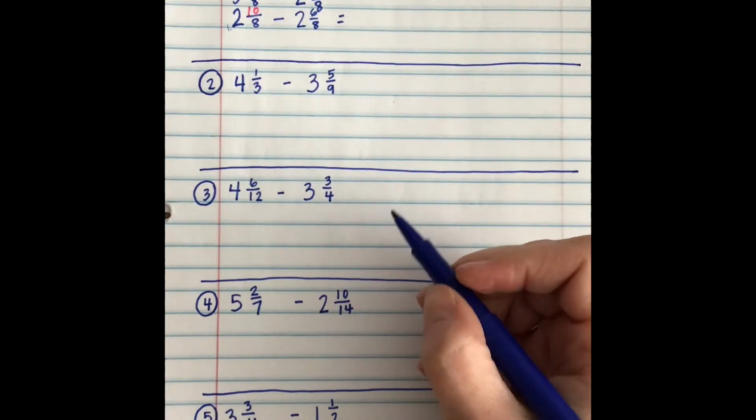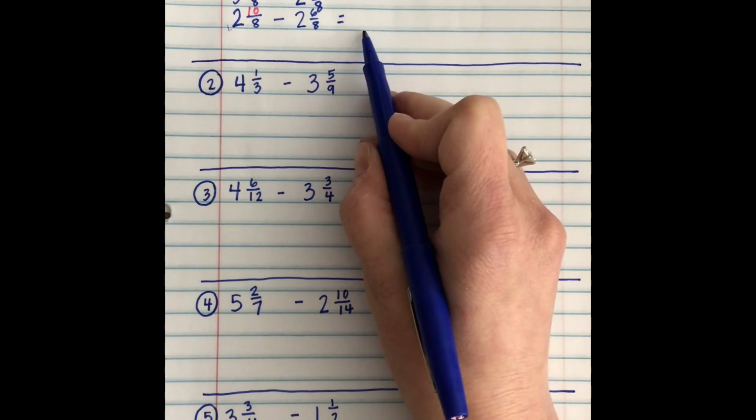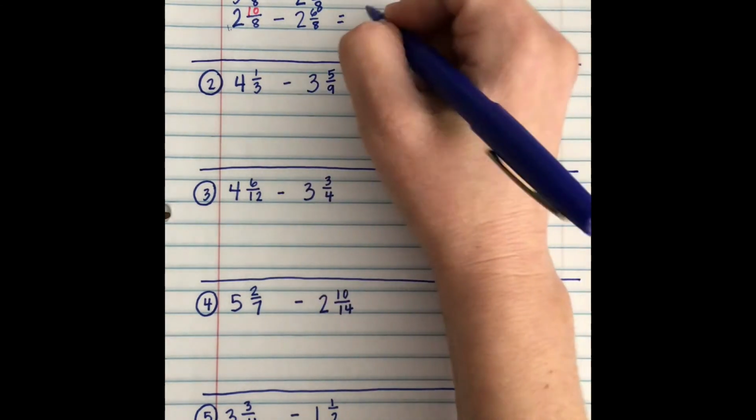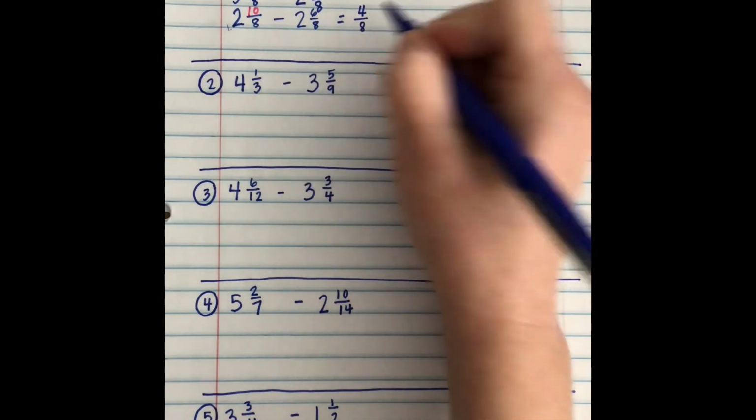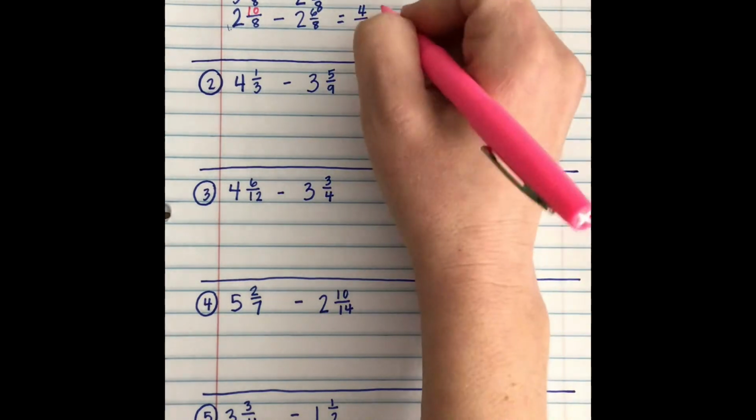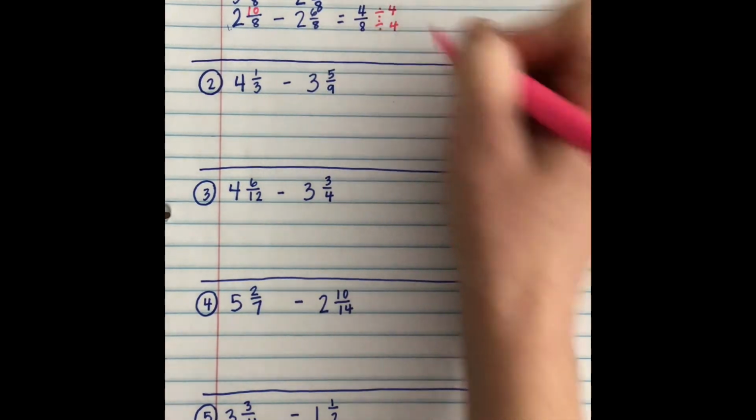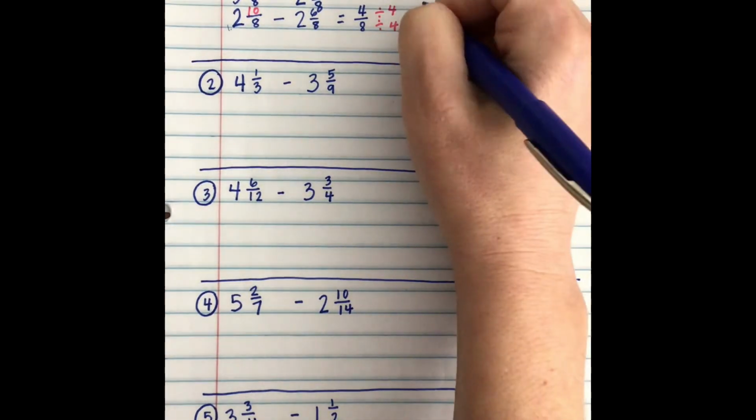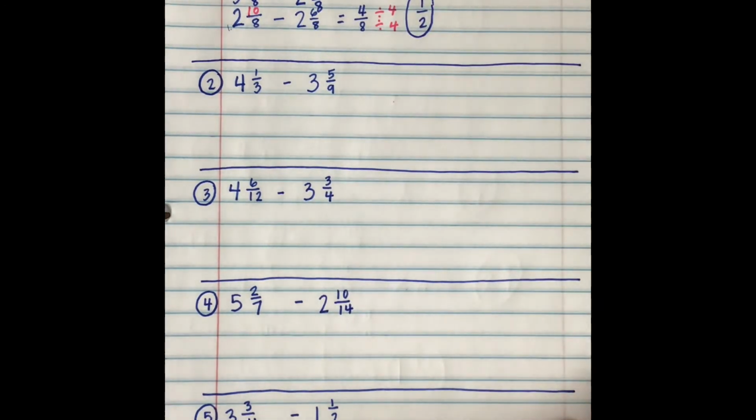All right, so now I'm going to subtract. 2 minus 2 is just 0. I'm not going to worry about it. 10 minus 6, I have 4. 8, we keep them the same. So now I have 4/8. That can be divided by 4, and I'm left with 1/2. All right, so far so good.